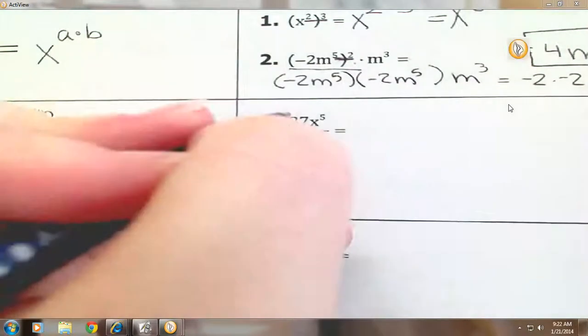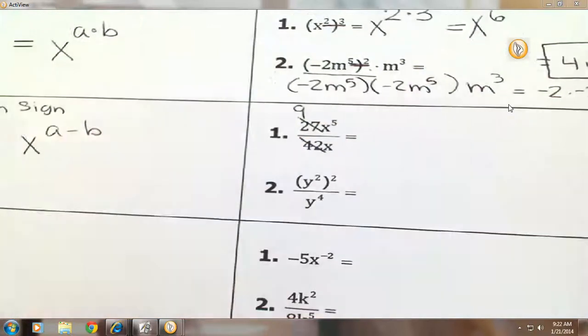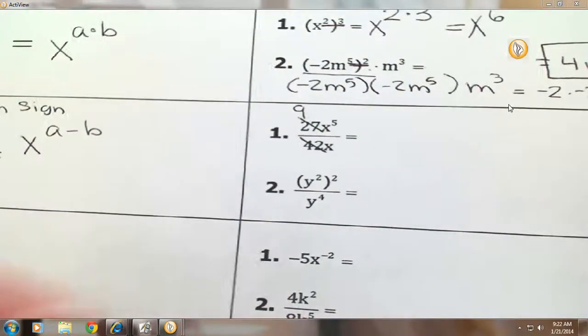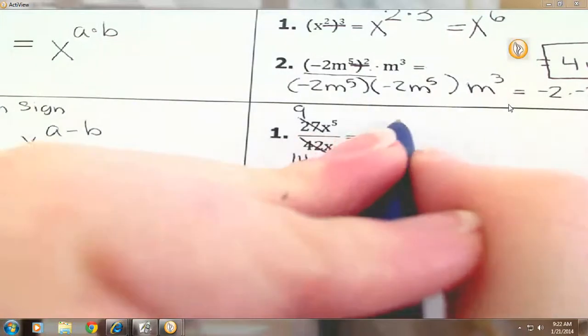Okay. 3 goes into 27 how many times? 9. And 3 goes into 42 how many times? 14. So we have the fraction 9/14.